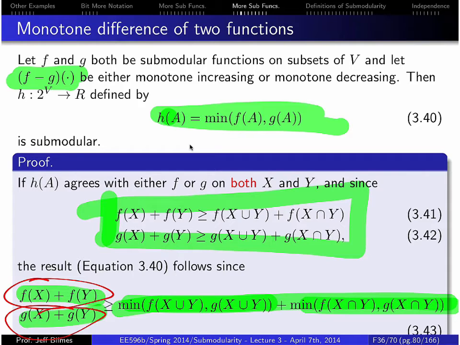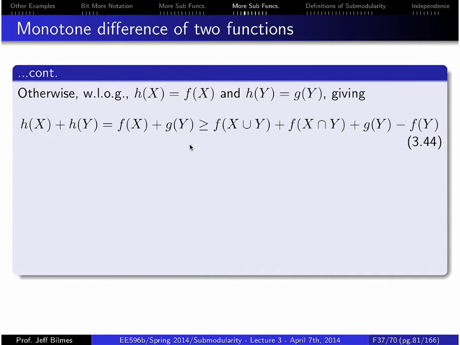Okay. Now, suppose on the other hand that h doesn't always agree with either f or g on both x and y. Without loss of generality, let's say h agrees with f on x, and it agrees with g on y. How do we prove submodularity in this case? Let's start with this: h of x plus h of y. Let's plug in the values that they agree with, which is f of x plus g of y.